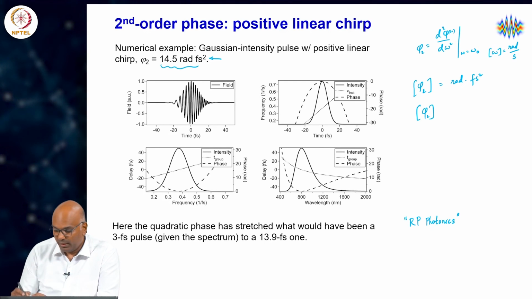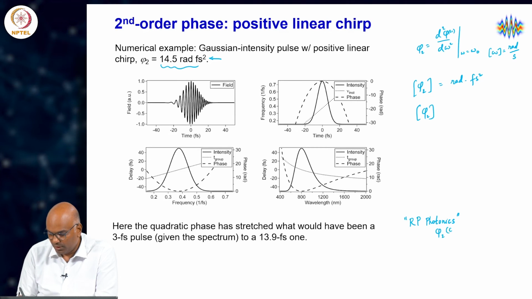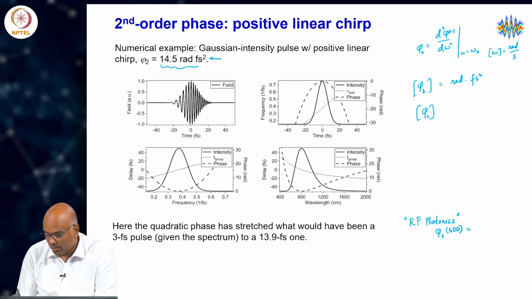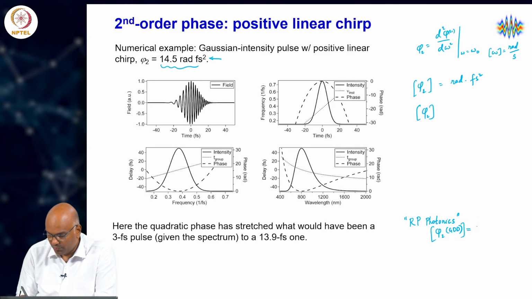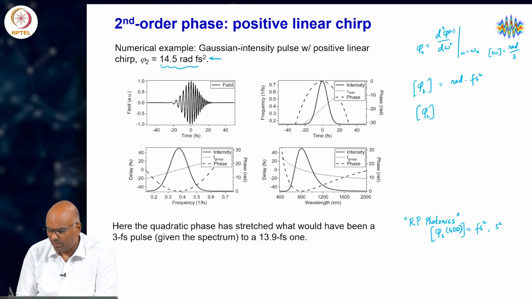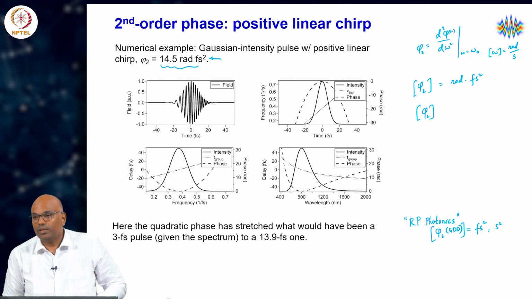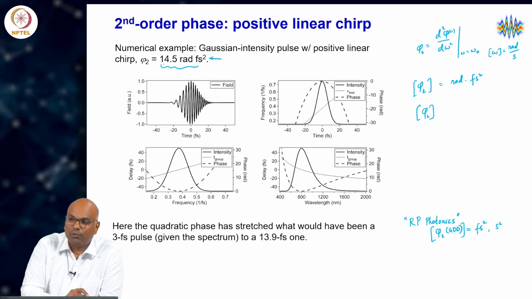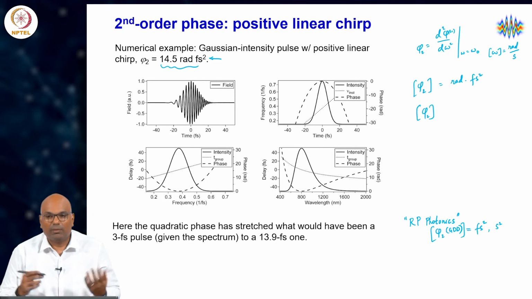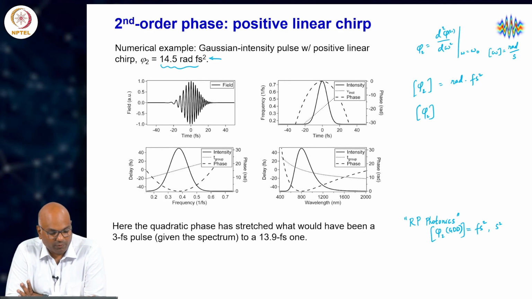Now, over there, GD phi 2, that is GDD, and also in other sources and literature, you will see the units of GDD are just second square or femtosecond square. I mean, femto is just to keep things reasonable. Otherwise, the same quantity 14.5 expressed in second square would have 10 to the minus 30 multiplied to it, which is unnecessary. We just use the femto instead of that.